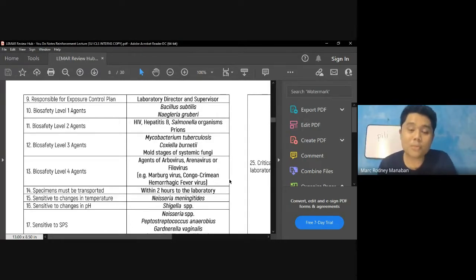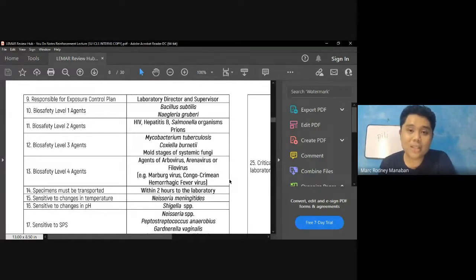The infective forms of these fungi are the mold forms, and the mold forms are what we inhale from the environment. So they are BSL-3 agents. Your MTB and Coxiella burnetii can also be inhaled; they are aerosol-borne, airborne. Coxiella burnetii, don't forget, is the causative agent of Q fever, letter Q, fever.